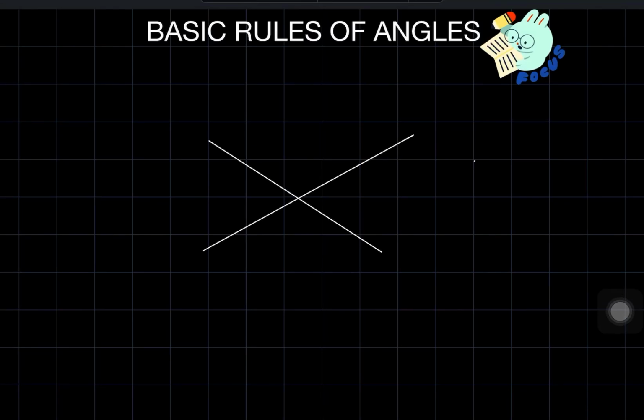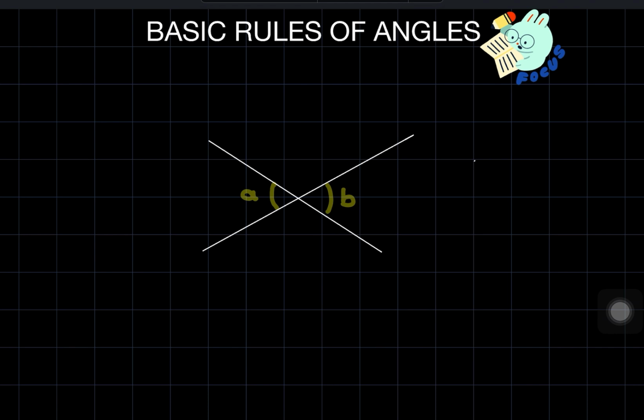In this video, we're going to be looking at basic rules of angles. The first rule that we're going to look at is when two straight lines intersect. When two straight lines intersect, we form what we call vertically opposite angles. For example, this angle, let me call it A, and this angle, let's call it B. Angle A and B are vertically opposite to each other.